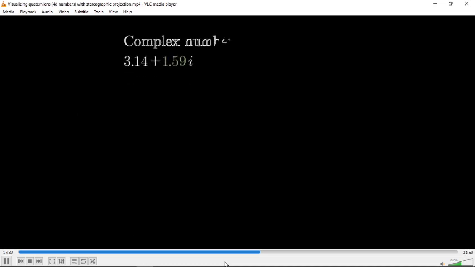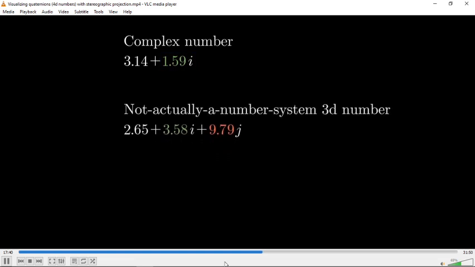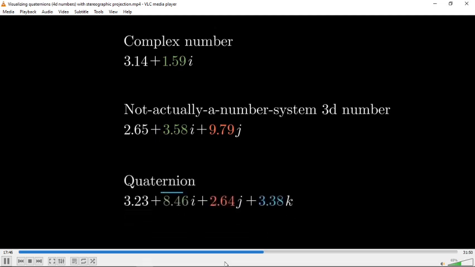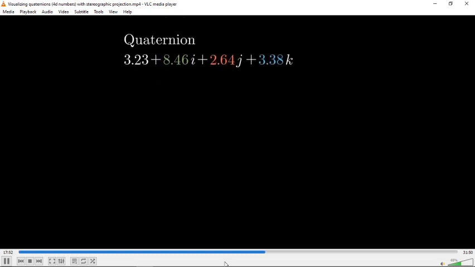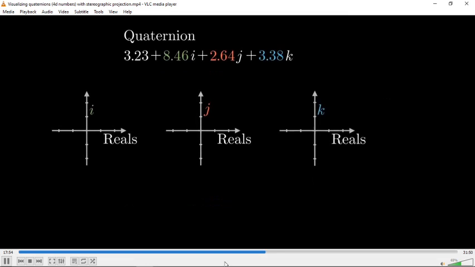In the same way that the complex numbers included the real numbers with a single extra quote-unquote imaginary dimension, represented by the unit i, and that the not actually a number system thing we had in 3 dimensions included a second imaginary direction, j, the quaternions include the real numbers together with 3 separate imaginary dimensions, represented by the units i, j, and k. Each of these 3 imaginary dimensions is perpendicular to the real number line, and they're all perpendicular to each other, somehow.